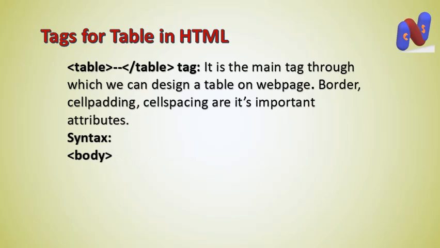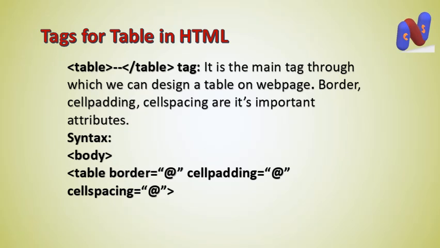You can see the syntax. Inside the body, we can use table with its attributes: border, cell padding and cell spacing. We have to enclose the particular value of the attributes in double inverted commas. Then there will be other content of the table, and then we have to close the table tag, and then we have to close the body tag if it is not going to contain any other data beside the table.